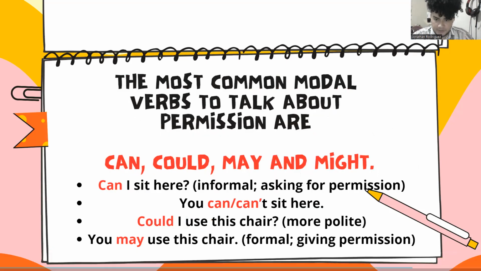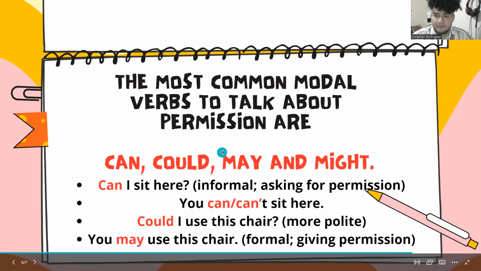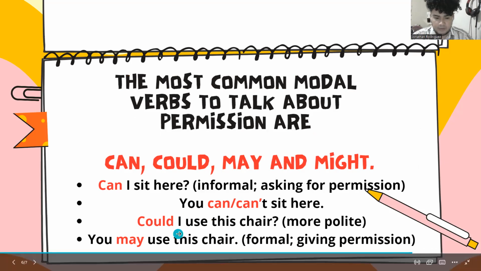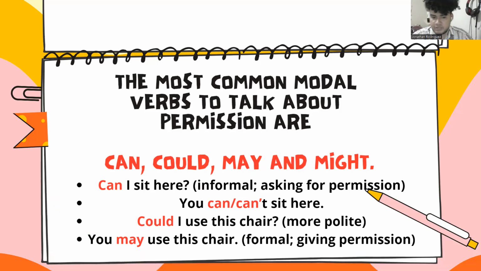Now we're going to move on. The most common modal verbs to talk about permission are can, could, may, and might. We have different examples here. Can I see it here? This way is informal, asking for permission, right? If you want to sound kind of polite, you can say, could I sit here? This is something polite. So we have another one. Could I use this chair? Yeah, more polite. So we use may here in the last one. You may use this chair. Yeah, formal and giving permission.